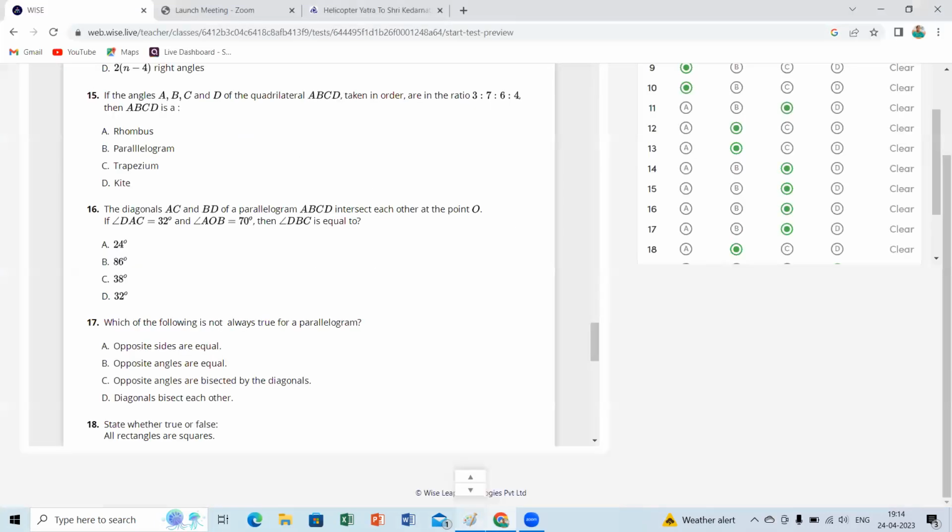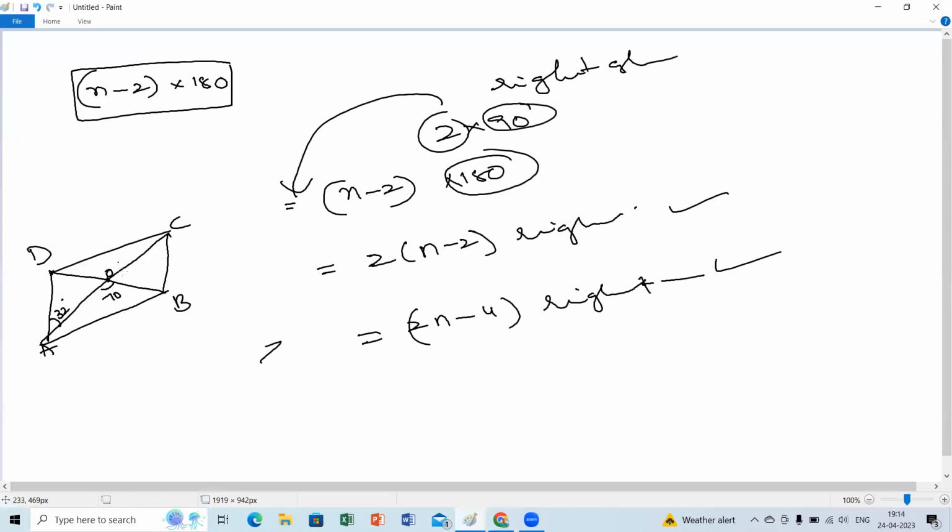AOB is 70. Then DBC, this part they're asking. Ma'am, so should we do 70 plus 32 and 180 minus 13, ma'am? How will you take, children? This part of the angle is equal to this. Can I do this? What type of angles are these two?